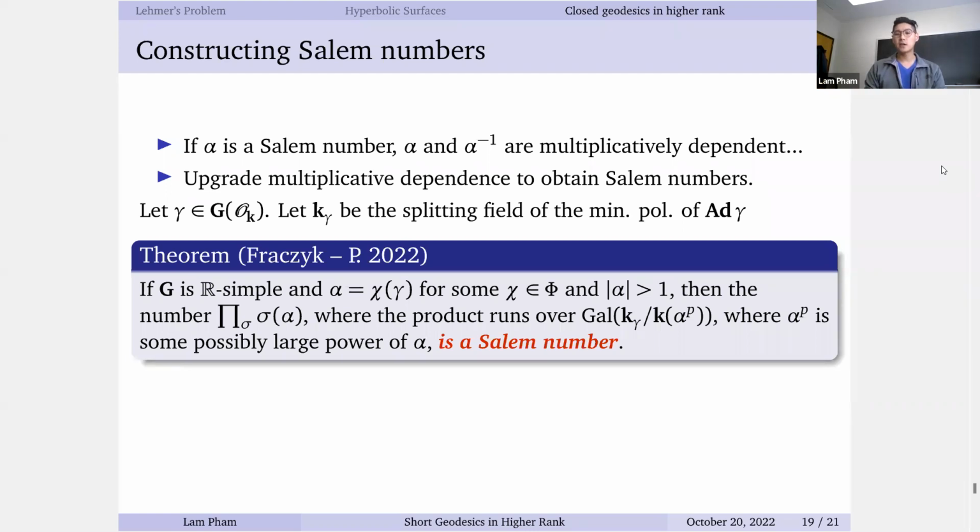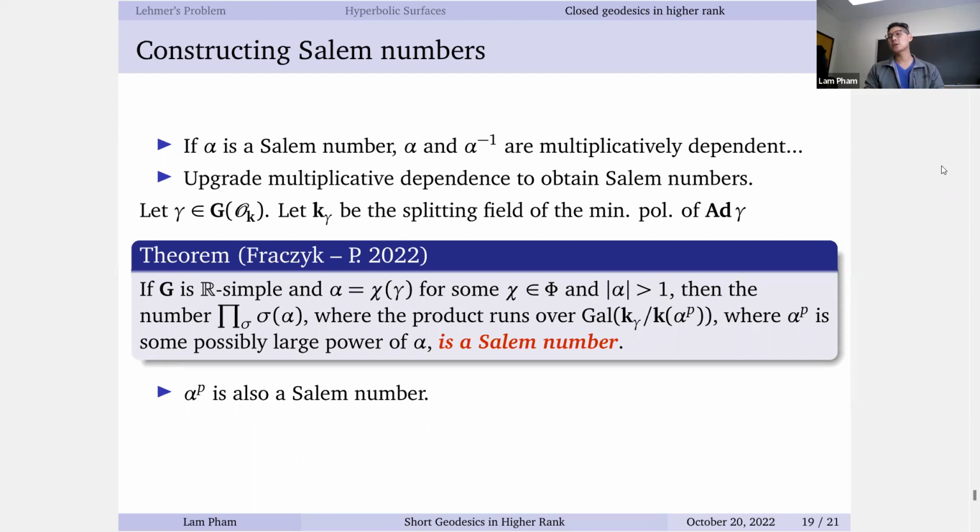And in fact, here are a few remarks about this. Alpha to the power P itself is also a Salem number. So it says that, in particular, when you have a short geodesic and you look at the components of it, then some large power is going to be a Salem number.